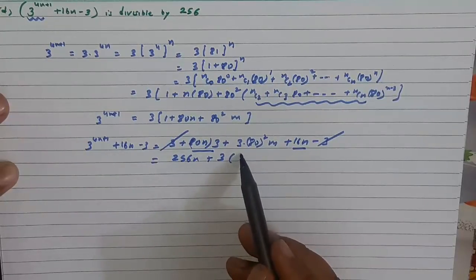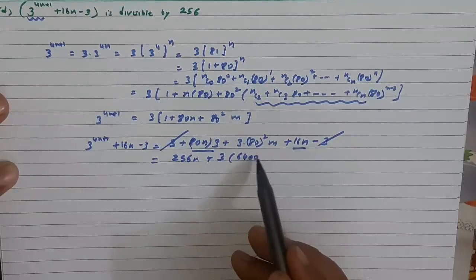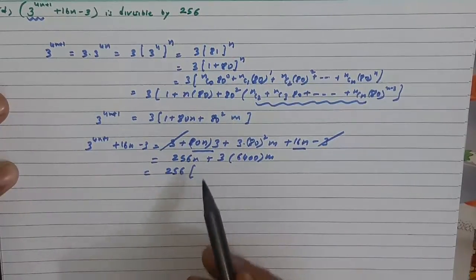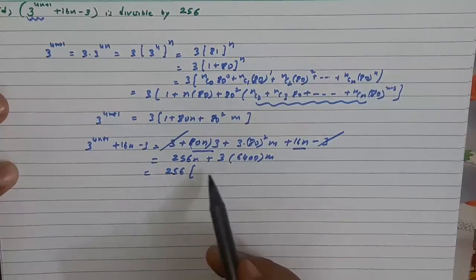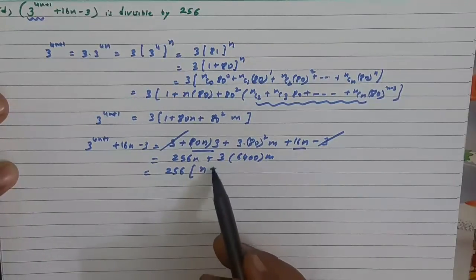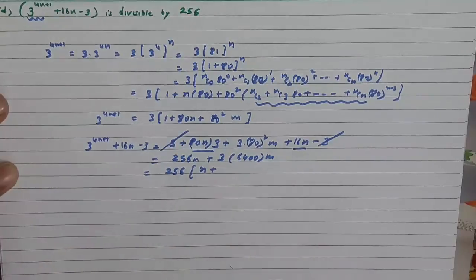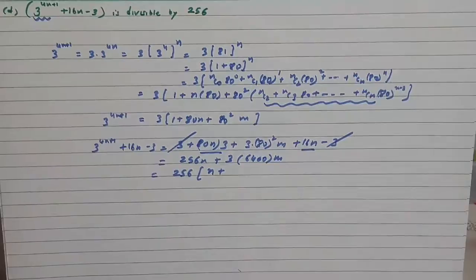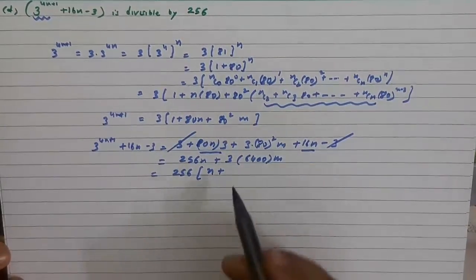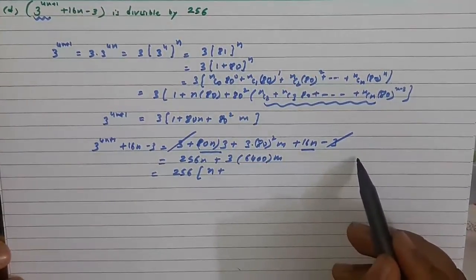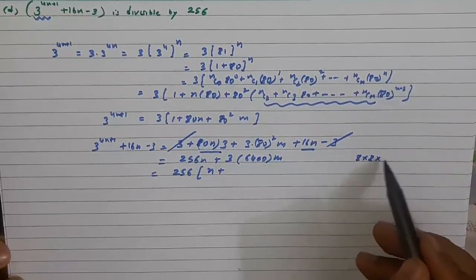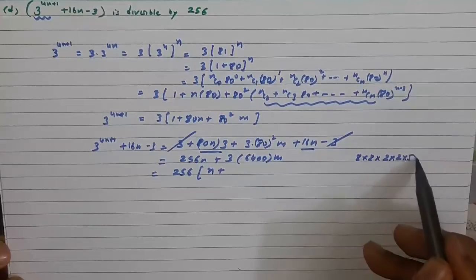80 square ko aap le sakte hain 6400m. So we observe that 256 can be taken common. 256 common lenge yahan pe, to 256 aa jayega aapka n. Yahan pe dekhenge 256, to 256 common लेंगे तो ये आ जाएगा n plus, इसको ले सकते हैं 6400 को, 8 into 8, 64 को, और 100 को ले सकते हैं 10 into 10.